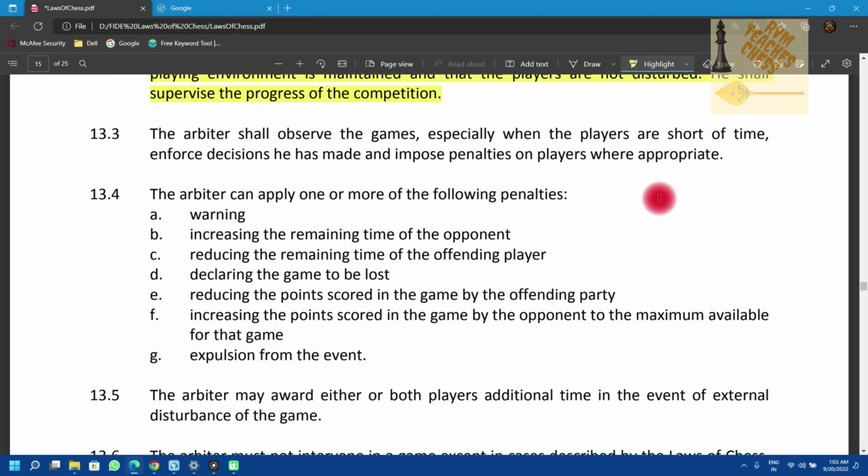I'll be covering one more video on the different FIDE time formats in tournament games, like classical, rapid, blitz, and bullet as well. So I'll be explaining that in the next video.